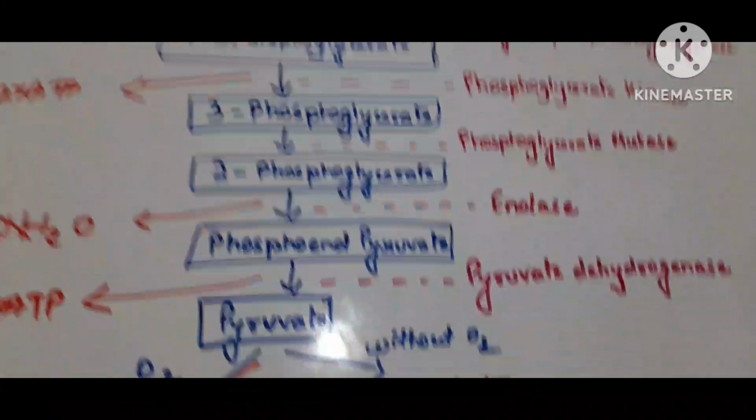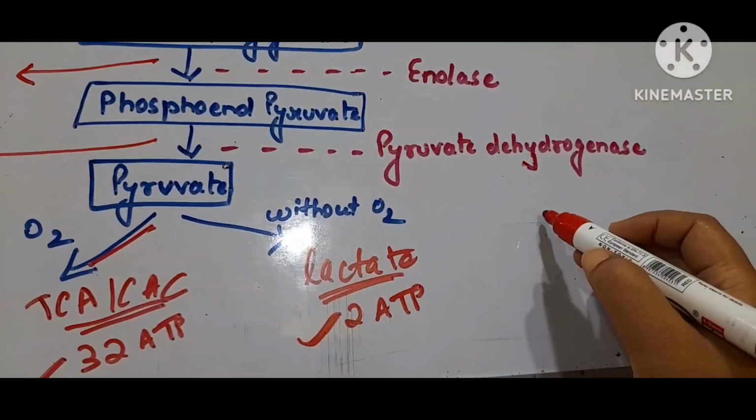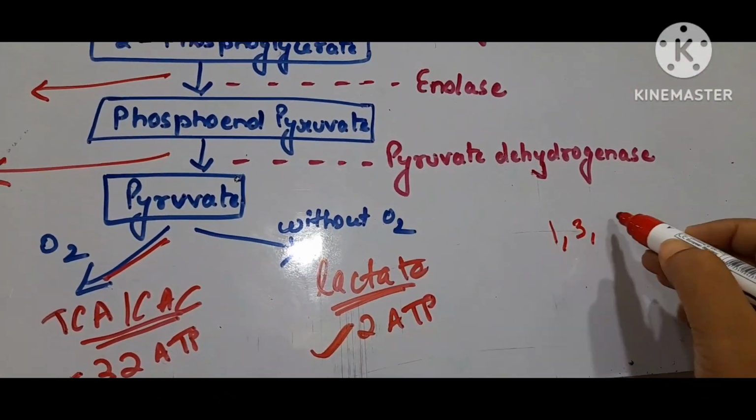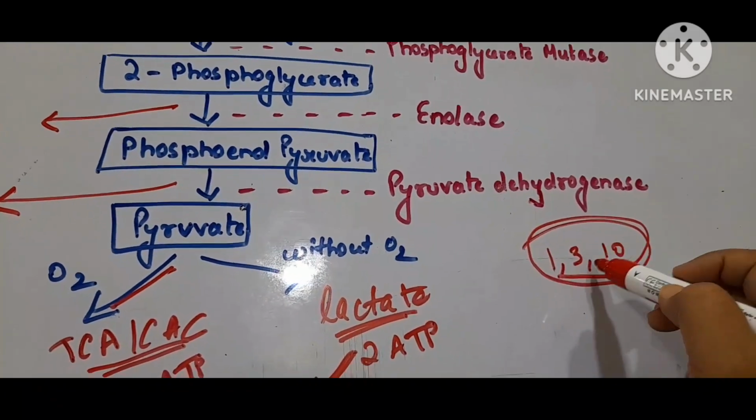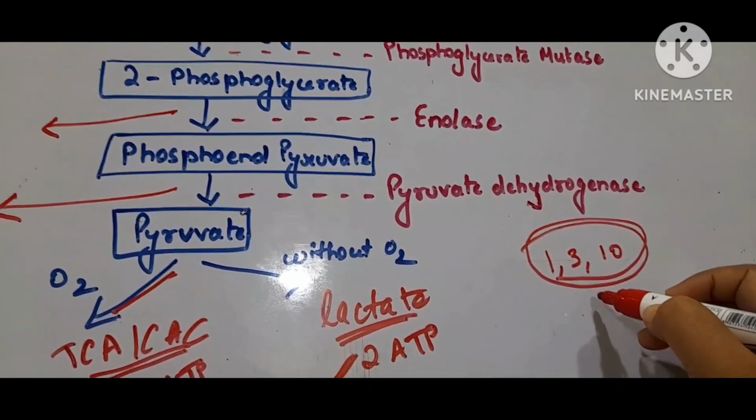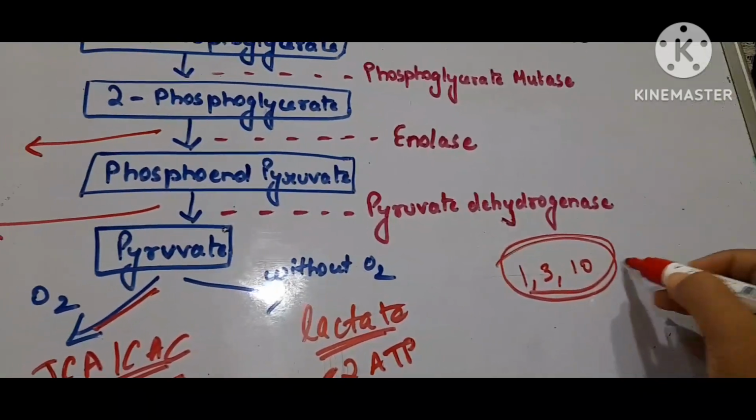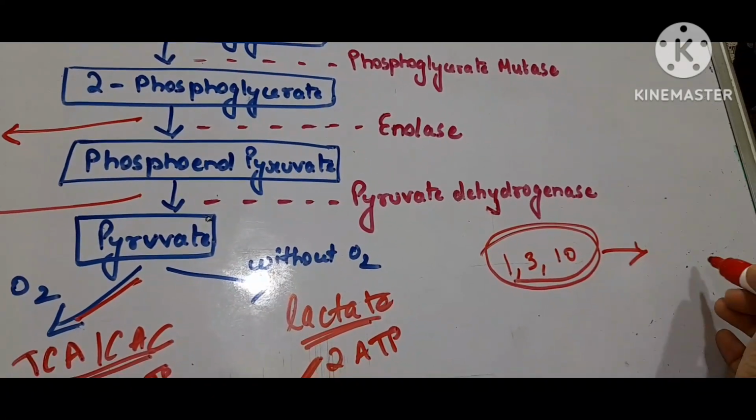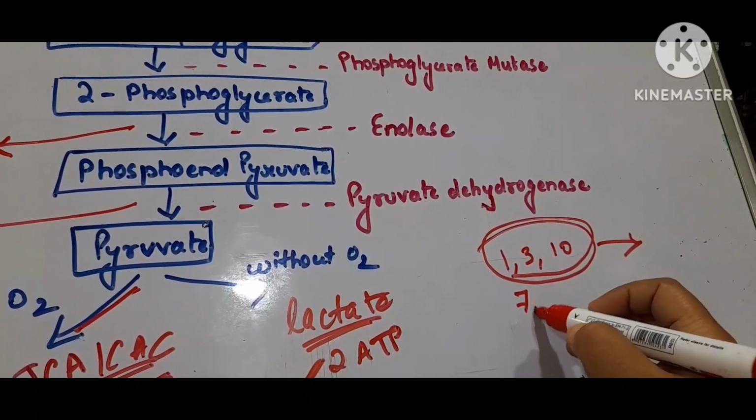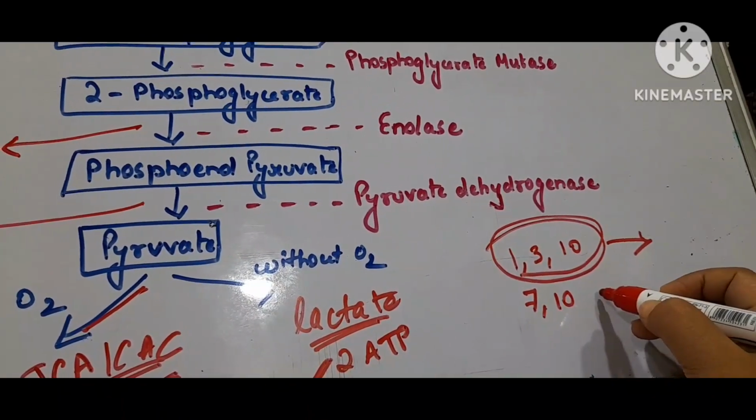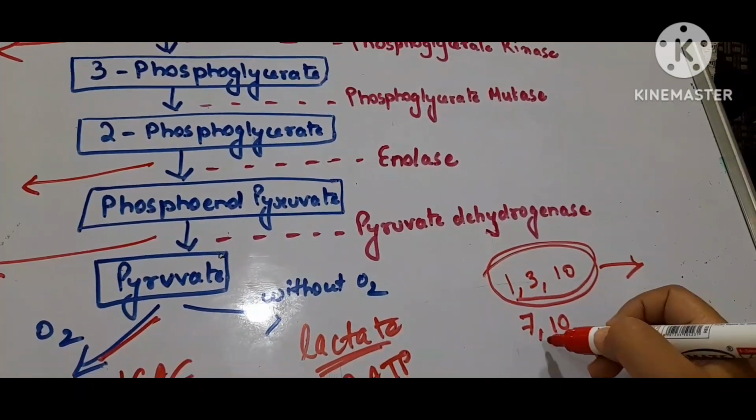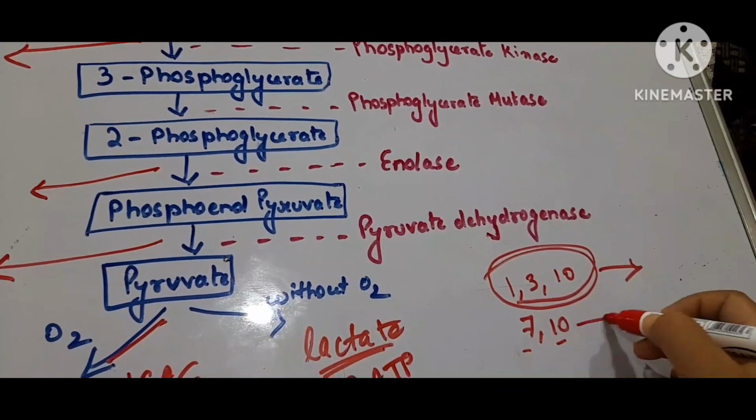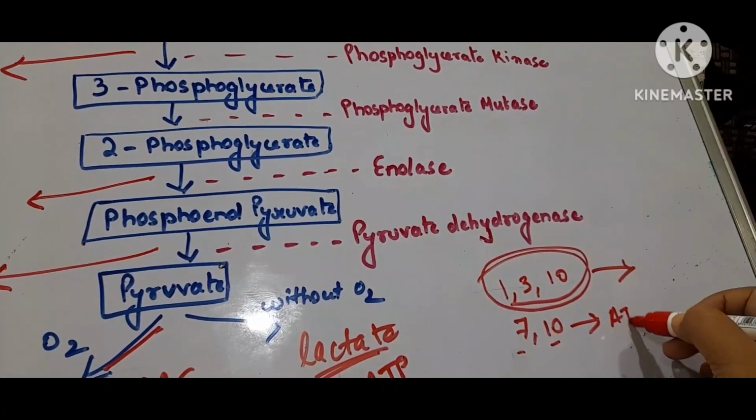And always remember one thing: steps 1, 3 and 10. These 3 steps of the reaction are irreversible steps. Okay, and step 7 and step 10 are substrate level phosphorylation, meaning in step 10 and step 7, ATP is given out.